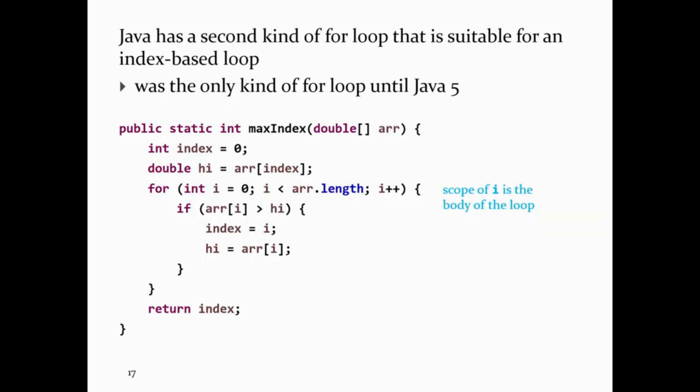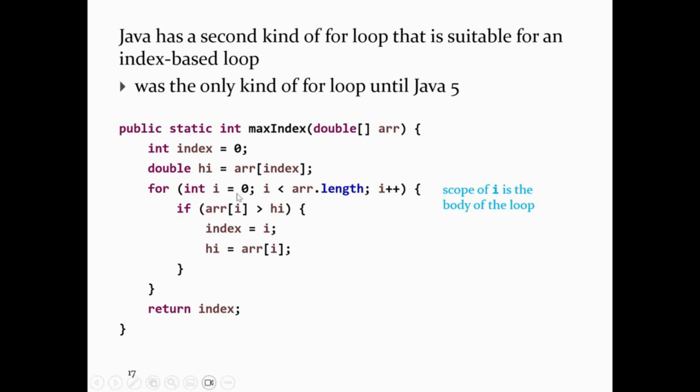Okay, so Java has a second kind of for loop. The second kind of for loop was the original for loop in the Java language. It comes from the C language.